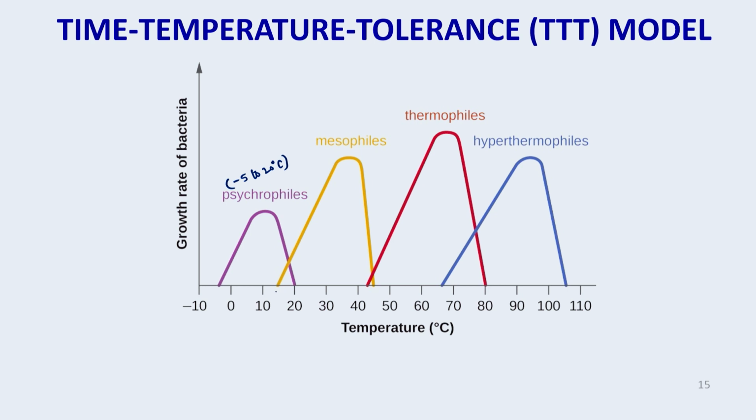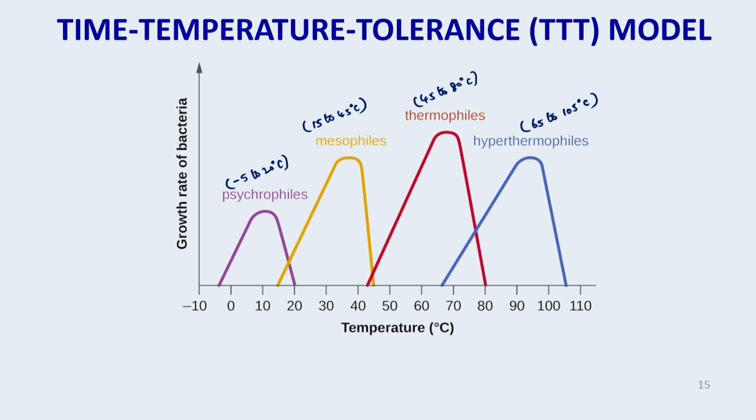Mesophile, if you see the temperature range, it is from 15 to 45 degrees centigrade. Thermophile starts from 45 to 80 degrees centigrade. And hyperthermophile is from 65 to 105 degrees centigrade.